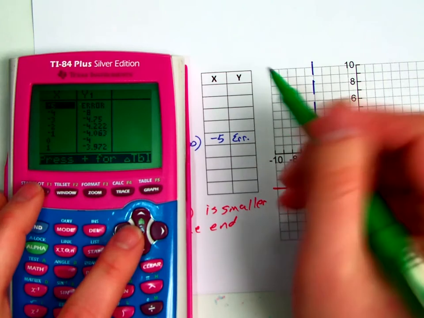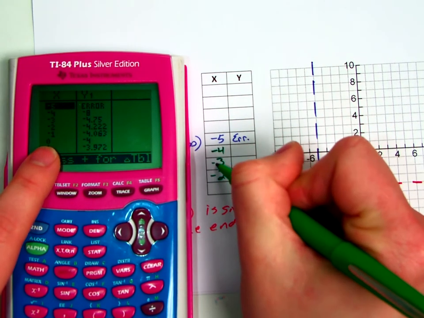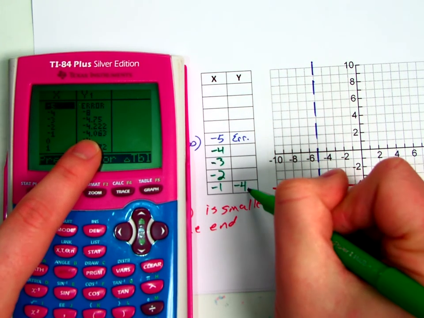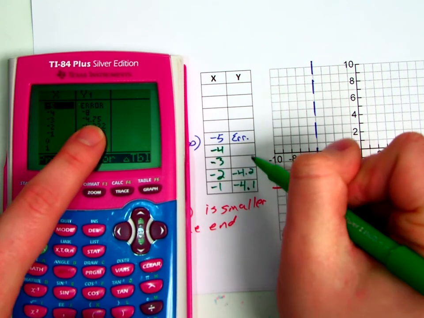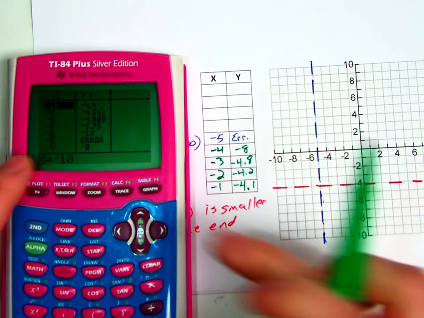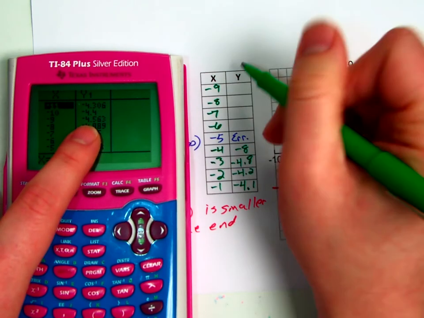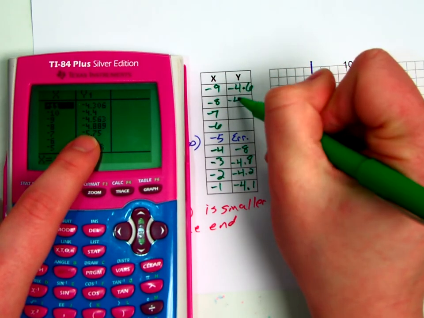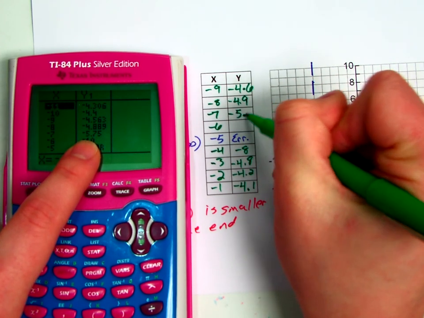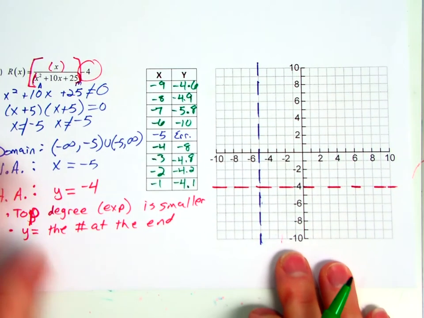So I want to be at negative 5, and since I have below negative 5 here, we'll go below. So negative 4, negative 3, negative 2, negative 1, which is at negative 4, 4.1, negative 4.2, negative 4.8, negative 8, and then we can scroll up to get the other ones. So negative 6, negative 7, negative 8, negative 9, which is negative 4.6, negative 4.9, negative 5.8, and negative 10. Okay, so we can remove that and go ahead and graph these.